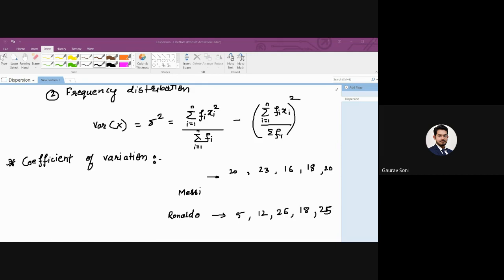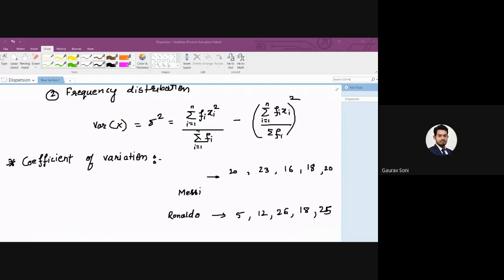Who is better? Who is better and why? So according to me, it's Messi because the consistency of the goals scoring in each tournament is more than Ronaldo.